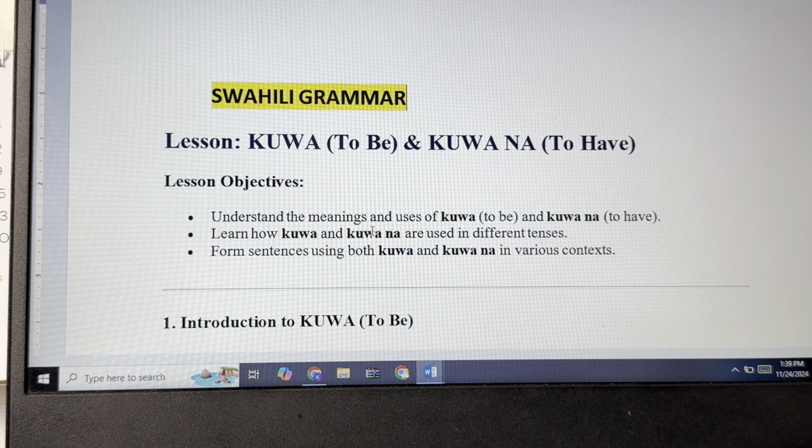In this lesson, we will learn two crucial Swahili verbs: the verb to be, kuwa, and the verb to have, kuwa na. We will understand the meanings and uses of kuwa, to be, and kuwa na, to have. We will learn how the verbs kuwa and kuwa na are used in different tenses. We will be able to form sentences using both in various contexts.